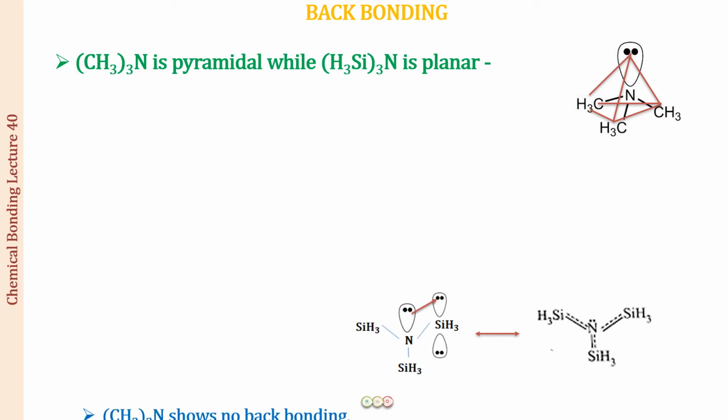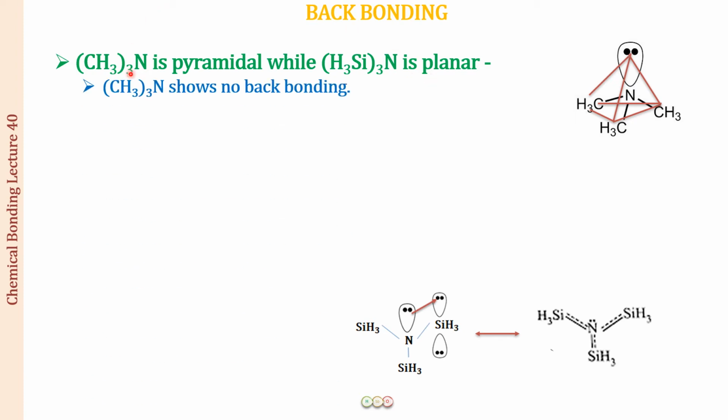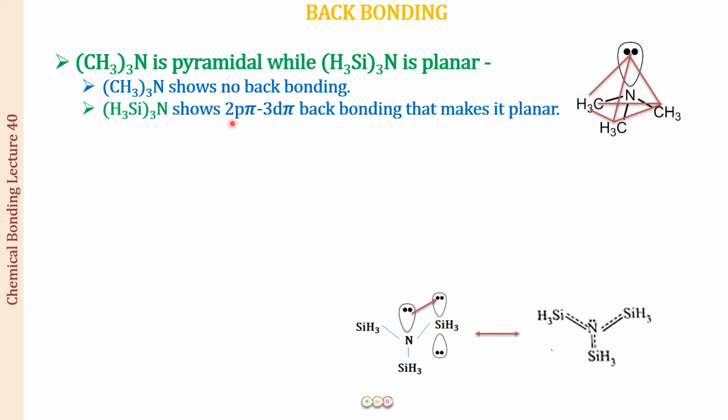So I hope this is clear. So we have trimethylamine having no back bonding, trisilylamine having a 2p pi 3d pi back bonding, which makes it a planar molecule. So this is how it is going to look. All the 3 bonds are going to have a partial double bond character. And the nitrogen atom will be forced to adopt sp2 hybridization.